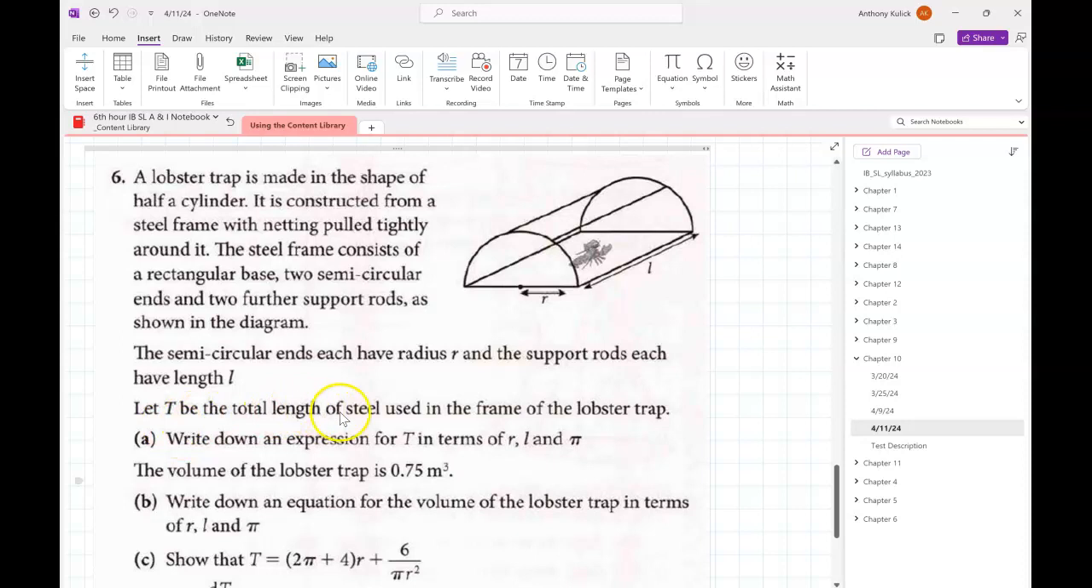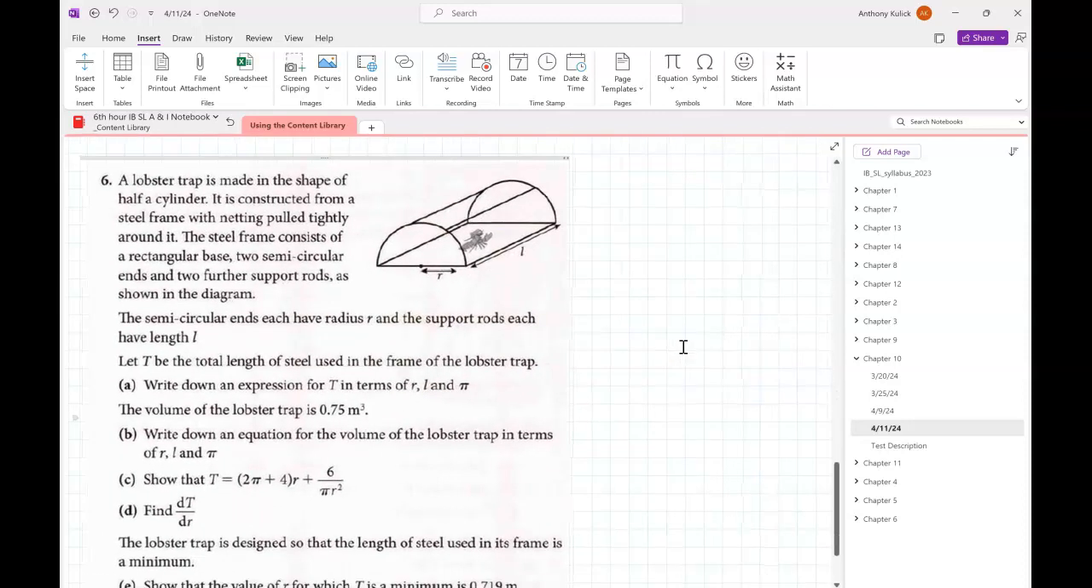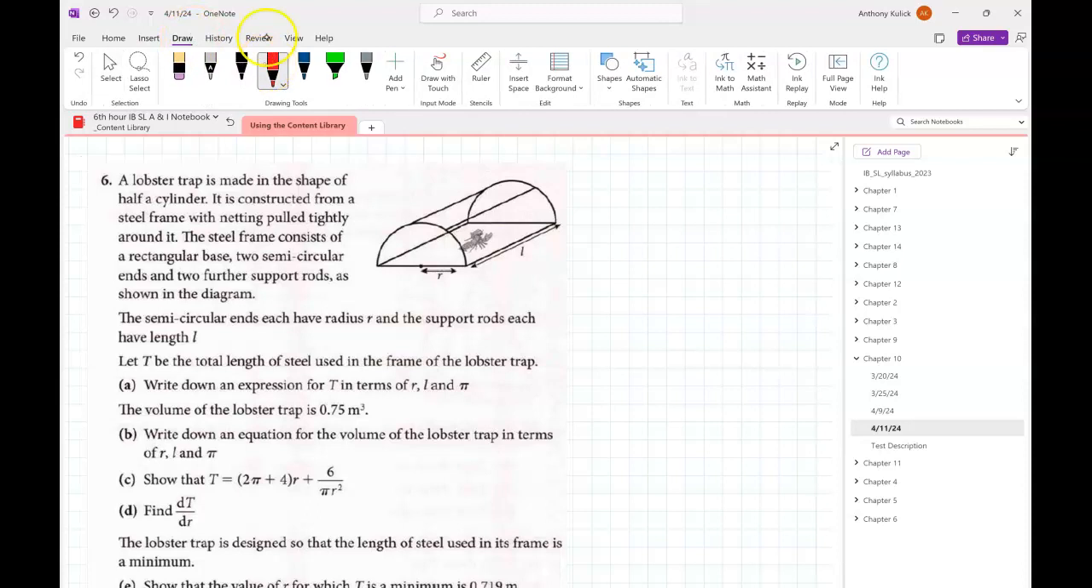Let T be the total length of steel used in the frame of the lobster trap. So part A says write down an expression for T in terms of r, L, and pi. Okay. So what is that length?